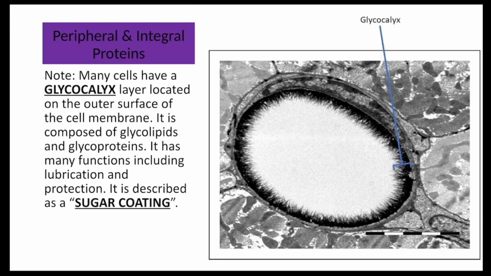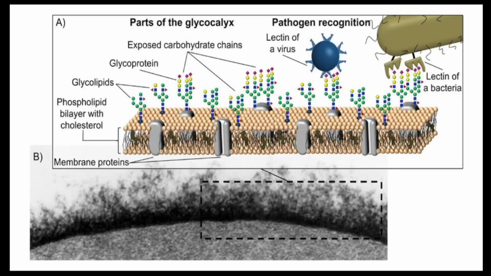So there's also a layer of glycolipids and glycoproteins that make up what's called the glycocalyx. One of the functions of this is it lubricates the cell, so it's able to not be so dry, and the cells can work together more easily and rub up against each other with less friction. It also provides a layer of protection, and it's often called the sugar coating of the cell.